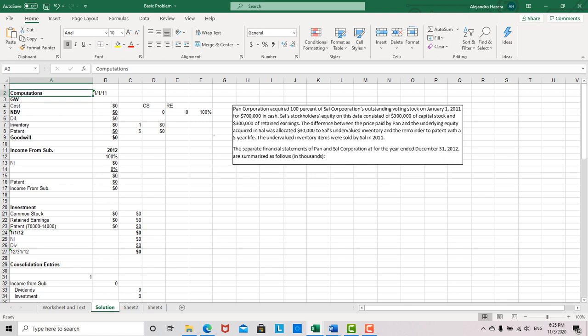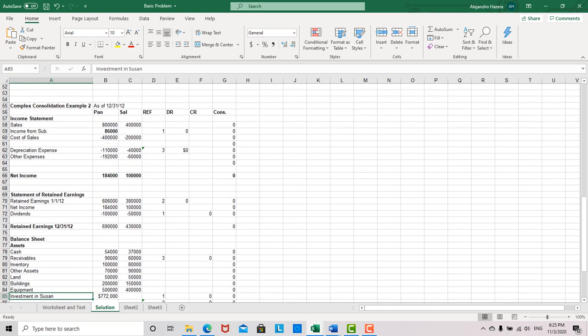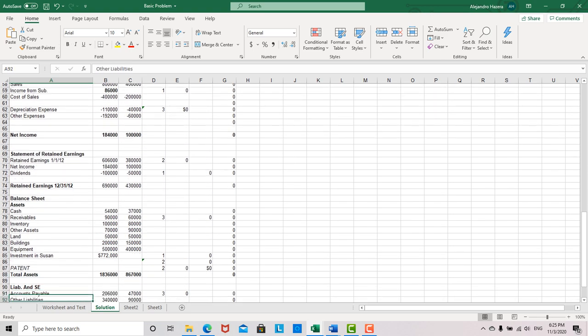In this example, you can see the text. This looks like a typical text we have. We're going to do a goodwill computation. We're going to do income from sub, and the investment. Those are all the equity method things. What we're not going to do is the equity method journal entries and the preparation of the equity method financial statements. We're assuming that's already been done. So once we get through the investment account, we're going to go straight down into the consolidation entries and then straight down into the consolidation.